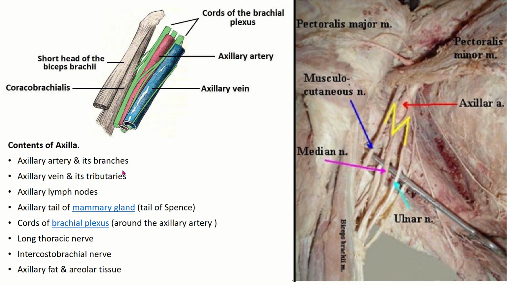So the contents of the axilla are the axillary artery and its branches, axillary vein, axillary group of lymph nodes, and the axillary tail of the mammary gland in females, and the cords of the brachial plexus, which are situated around the axillary artery, and also the long thoracic nerve supplying the serratus anterior muscle, which forms the medial wall of the axilla, the intercostobrachial nerve, and axillary fat and areolar tissue.